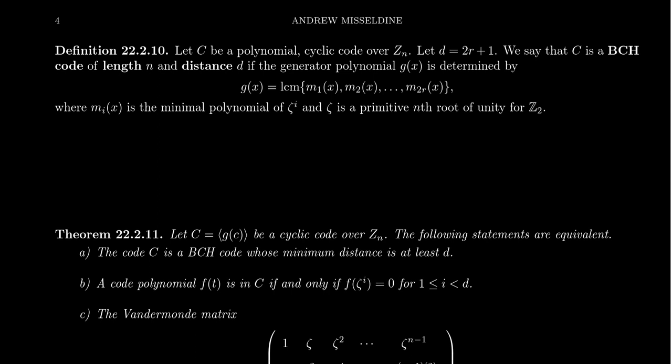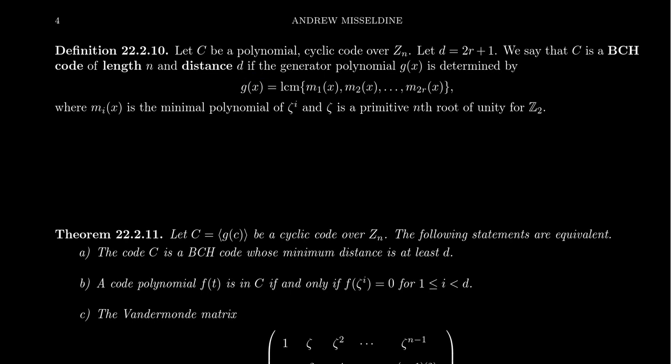So we say that C is a BCH code of length N and distance D, where N, of course, is the size of this cyclic group. That's going to tell you how many entries are in each code word. So do you have a 5-bit message, a 15-bit message, etc.? That comes down from the length there, that's the N. And then the distance is, again, the minimum distance there.